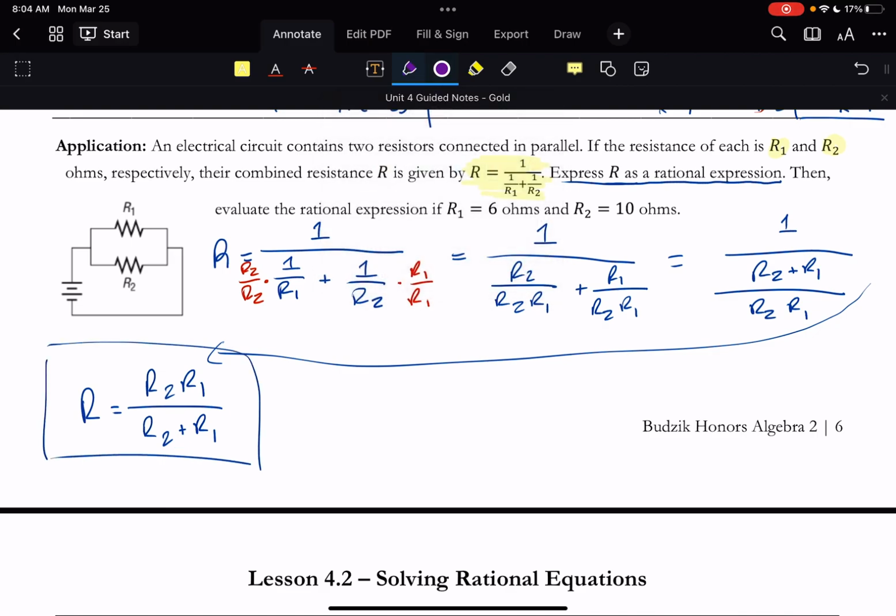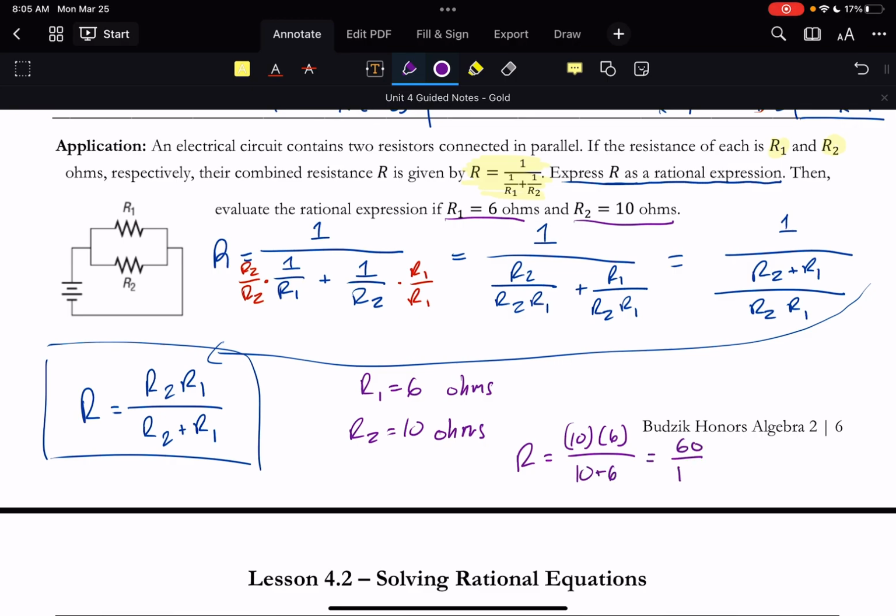So now the last part, it says evaluate the rational expression if R1 is 6 ohms and R2 is 10 ohms. So all I'm going to do is substitute those values in. I know that R1 is 6 and I know that R2 is 10 ohms. So substituting those in, I get that my R is 10 times 6 over 10 plus 6. So this is going to give me 60 over 16, which I can reduce if I divide by 4. This is going to give me 15 over 4 ohms is going to be the resistance on that.